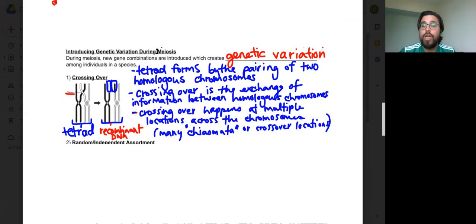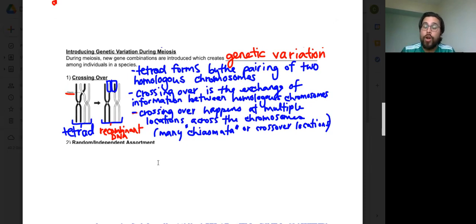Now, again, we talked about those homologous chromosomes, right? Once they are copied that first time, because of this crossing over, they can switch sections. So tetrads form by the pairing of two homologous chromosomes that have been copied. Crossing over is the exchange of information between those homologous chromosomes. Crossing over happens at multiple locations across the chromosome. There are many what's called chiasmata or crossing over locations.